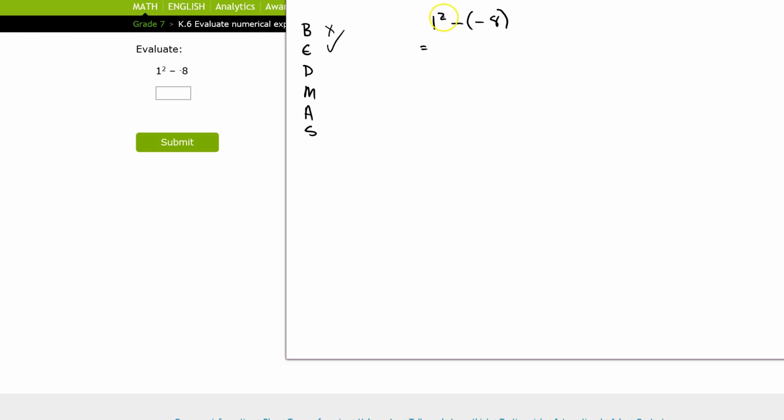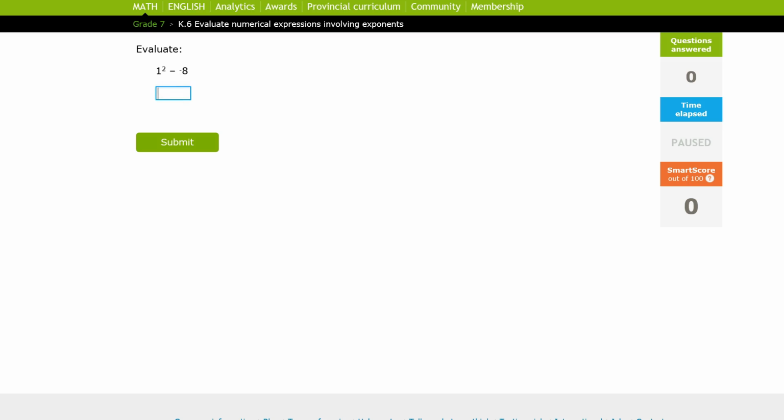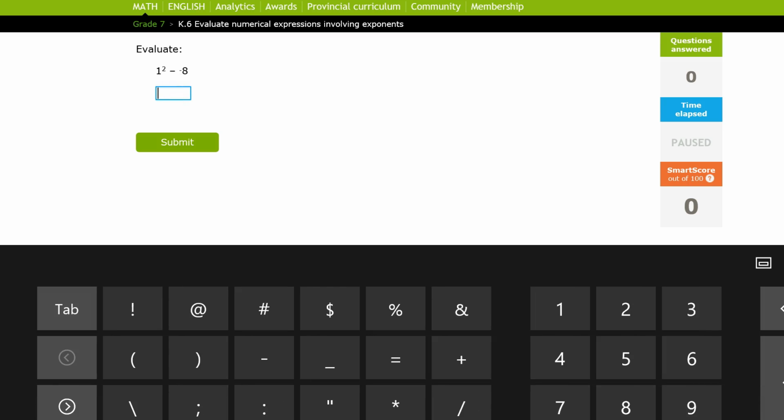Exponents, we have one. 1 to the power of 2 is just 1 minus -8. We don't have to worry about division, there is none. We don't have to worry about multiplication, there is none. But let's deal with this adding and subtracting bit. 1 minus -8 is going to be 1 plus 8. 1 plus 8 is 9. Okay, so let's punch in 9 here into our answer. Let's submit it. Woo! Well done!